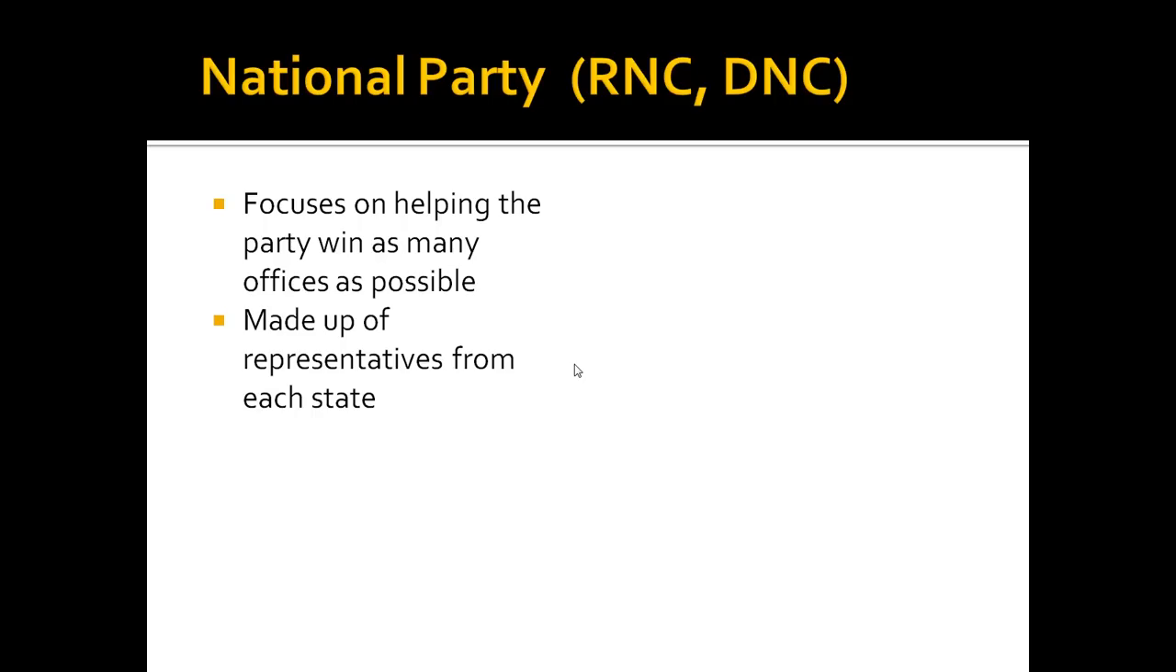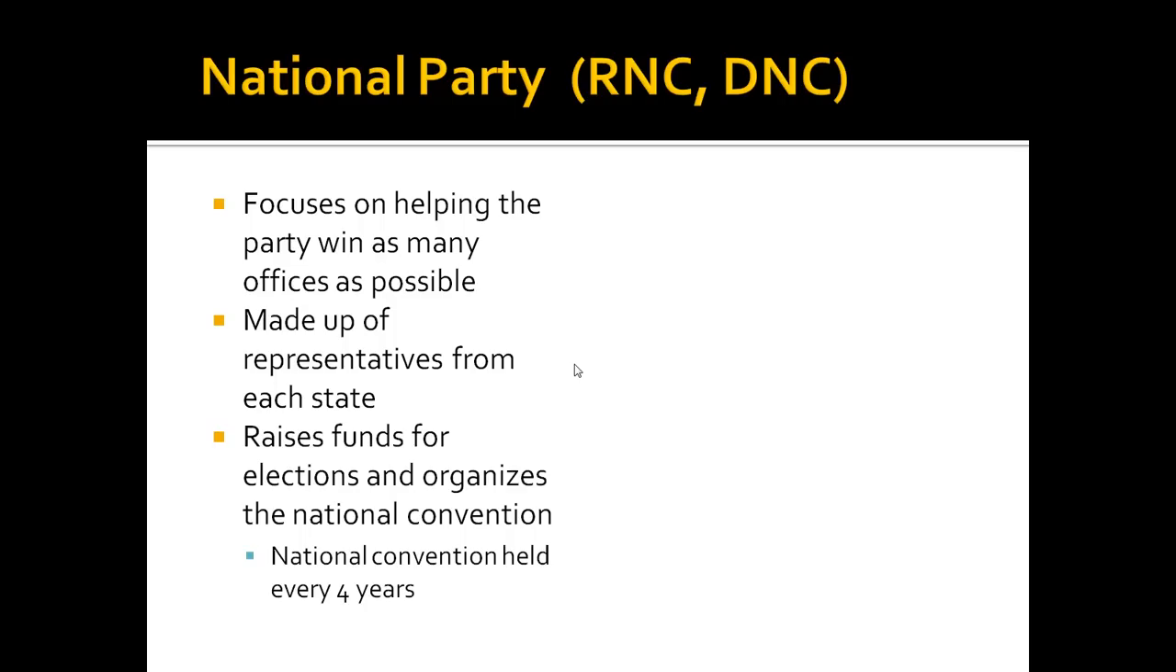The parties at the national level are made up of representatives from each state. You work your way up. You start in your local party, and then you get elected a delegate, and then you work up to your ward, and then your precincts. Delegates work their way up to the county level, all the way up to the state, and then end up as national delegates. Again, the National Party raises money. We see that even for local elections, this is critically important.